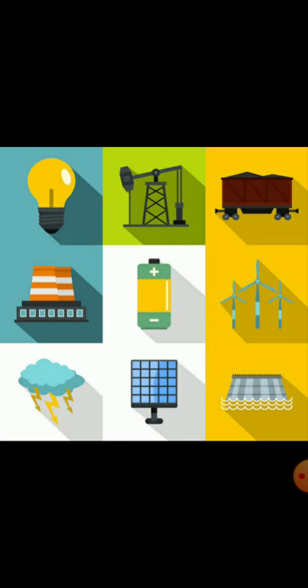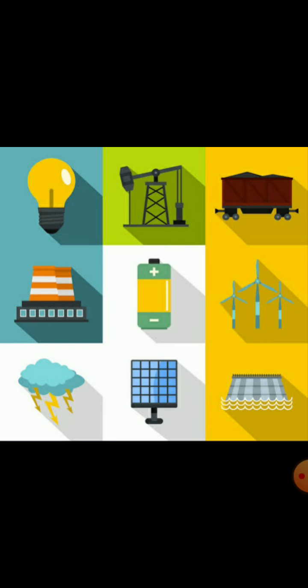Let us begin a new chapter. We will start chapter number 14, Sources of Energy. What are sources? Sources are the things from which something can be obtained. Here we are going to learn about sources of energy. That means we will learn about the things from which we can obtain energy.